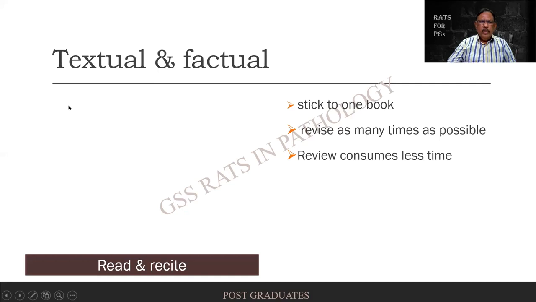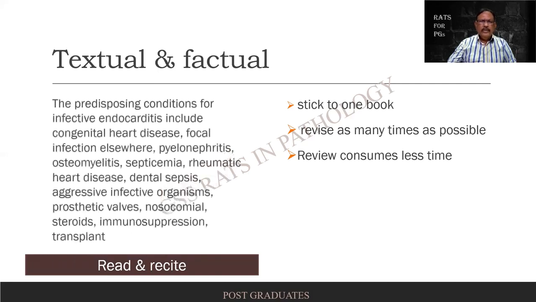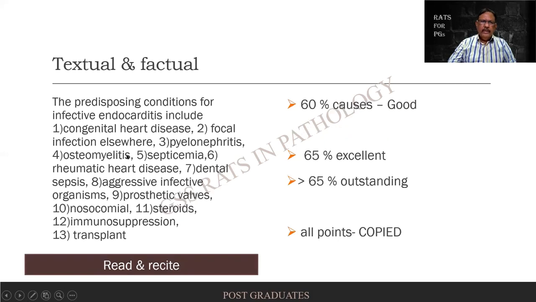What do I say? Or what do I mean by this word revise or read? What is it going to matter? See this one. I mentioned it is from the text only. The predisposing conditions for infective endocarditis include, and there are a list of things. Obviously, I don't think Robbins or anybody will be numbering it and giving it to you. But as a student, your first responsibility should be this. The same thing, and I have numbered it, and there are so many predisposing conditions.